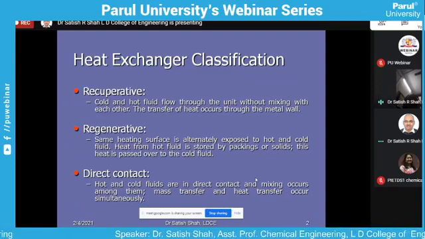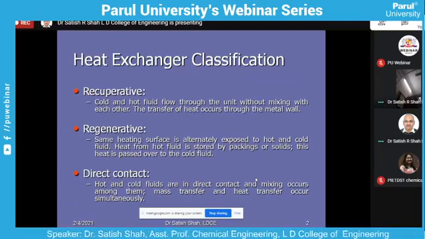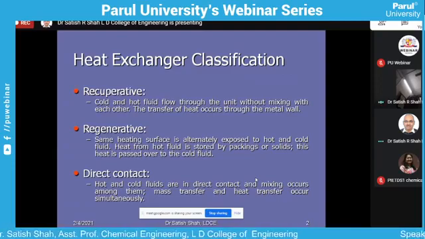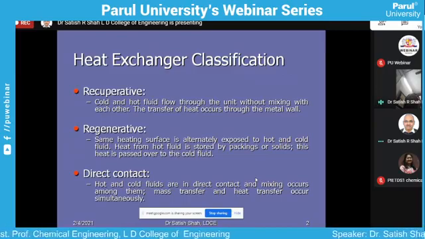The other type is regenerative. Regenerative means we have the same heating surface which is alternately exposed to hot and cold fluid. It will first collect the heat and then it will transfer the heat, while the contact will be on the other side, hot or cold accordingly. This is normally used in the steel industry.